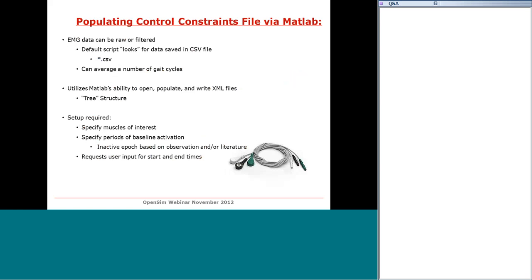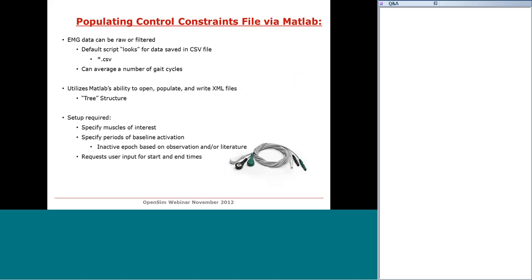I've created a Matlab script that converts the raw EMG data into periods of on or off excitation and populates a control constraints file with that information. To populate the control constraints file, we can take advantage of the XML tree structuring. There is some general setup required when using this script.